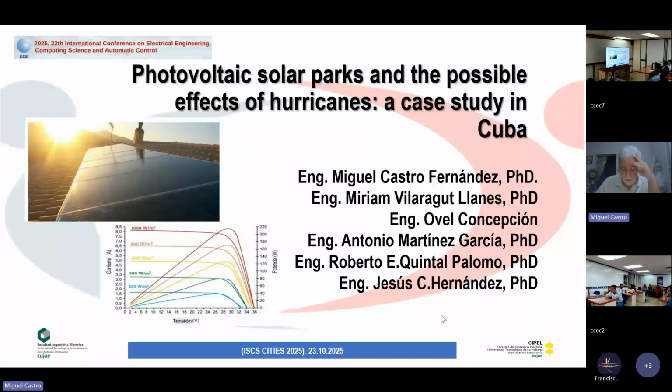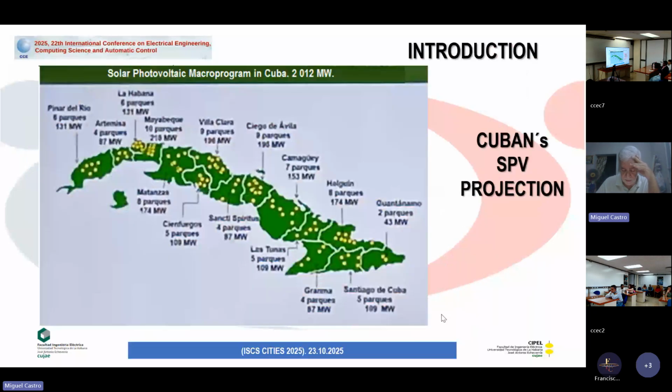Therefore, the analysis of international experiences and the still limited national experiences in relation to the PV fields that have been in operation since 2013, on the behavior of these installations in the face of natural phenomena such as hurricanes, becomes an important element to carry out a sustainable program in this direction.